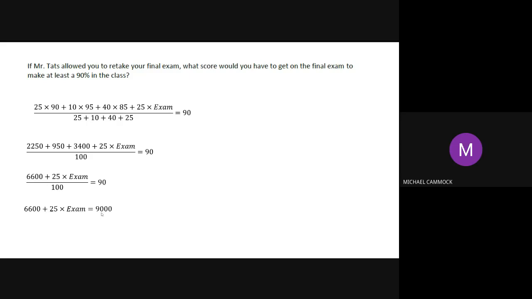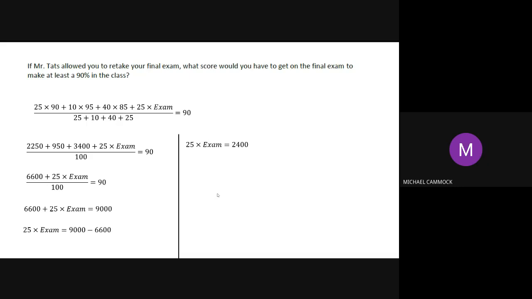So again, I'm solving an equation. I'm going to go ahead now and try to isolate the exam mark by subtracting 6,600 from this side, right? So that 6,600 that was on this side is subtracted from that side. So 25 times the exam is equal to this. Let's just work that out. Bring it over here. So 25 times the exam is equal to 2,400.